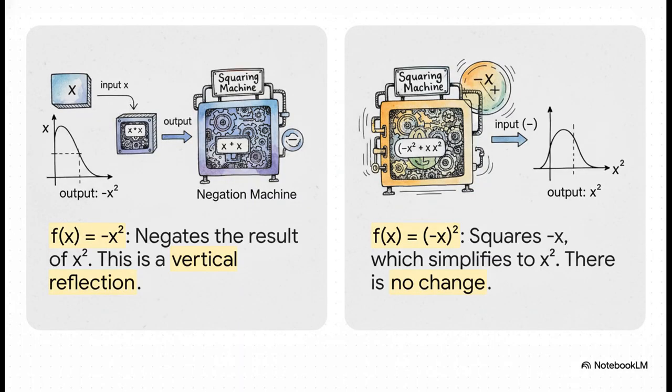And this next one is so important. You have to pay attention to where the negative sign is. On the left, with negative x squared, the order of operations says you square x first, and then you make it negative. That's our vertical flip. But look at the right. When the negative is inside the parentheses, you have to square the entire thing. And what's a negative times a negative? A positive. So it just becomes plain old x squared. No change at all. Parentheses are everything here.